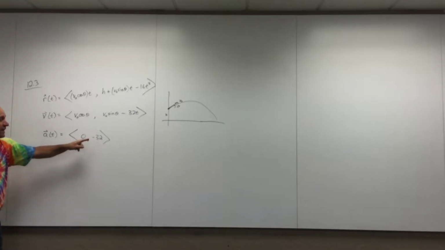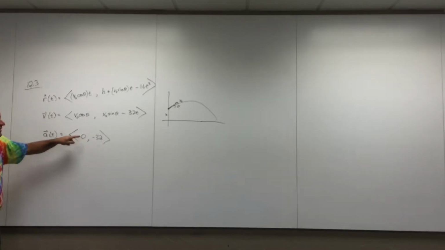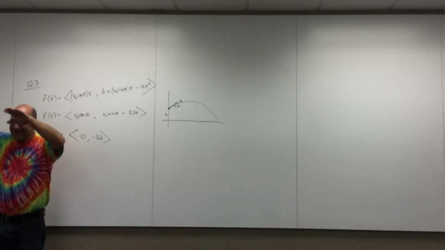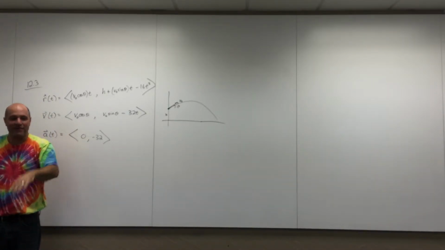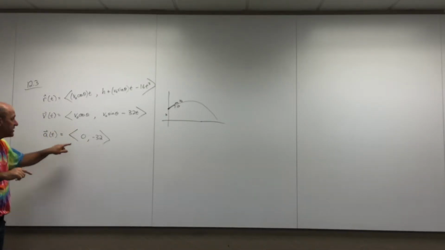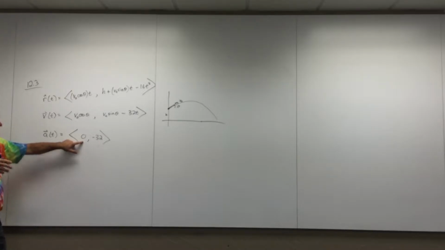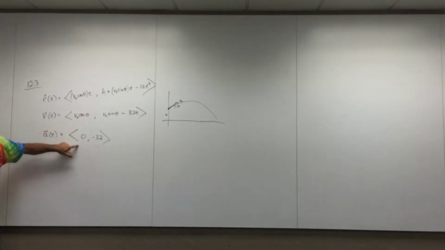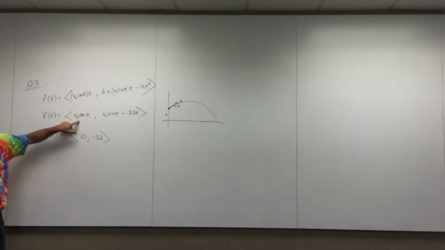Now notice, there is no acceleration in the x direction. We know that. All the acceleration is called gravity, and that's in the y direction. There is no acceleration in the x direction, which then brings home this concept that the velocity in the x direction is a constant. If there's no acceleration in the x direction, then you're not changing the velocity in the x direction, so it's not changing, it's constant.